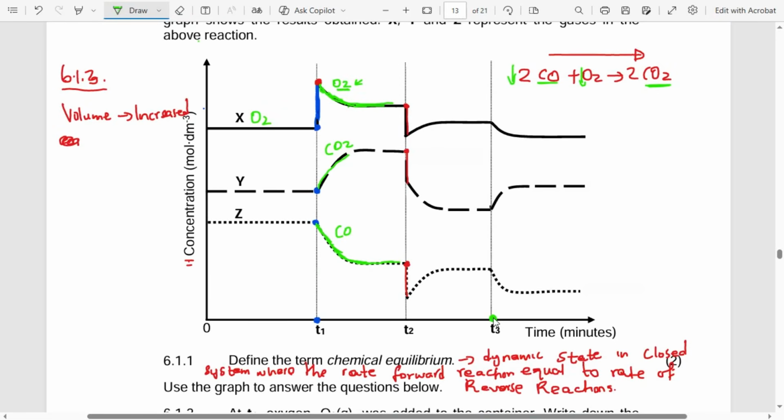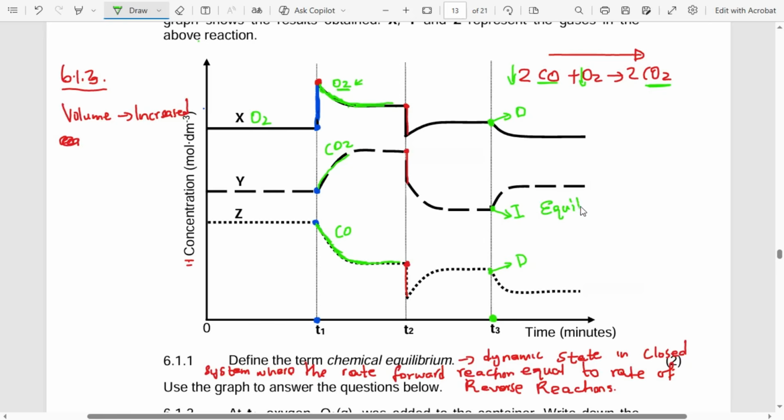Okay, so remember, let's observe what is going on here. At this point, the X decreases. I'm going to write D for decrease. At this point, we can see that the Y increases, I for increase. At this point, the Z will do the same as X, which is decrease. So this means equilibrium shifts to the right. Look at this. More products are formed. Equilibrium shifts to the right.